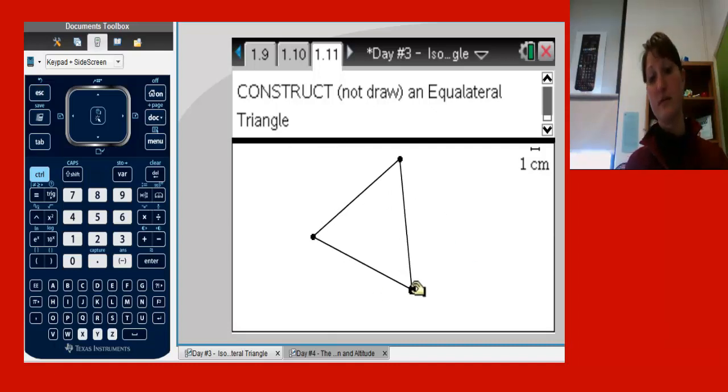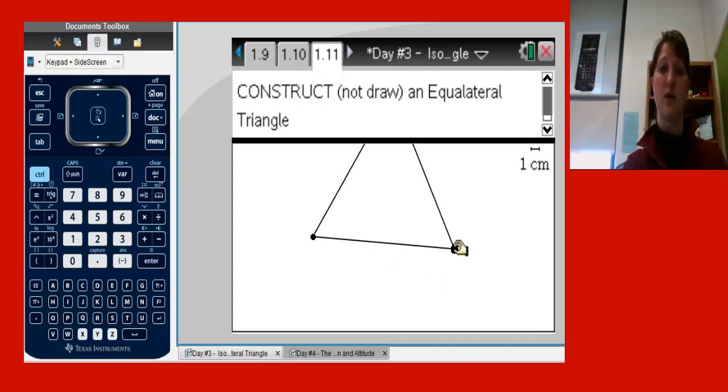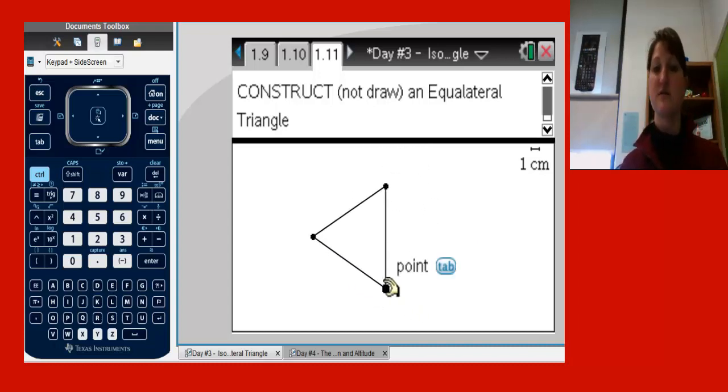If you grab a point and you move it around, it will always be equilateral. It doesn't fall apart. So that's it for day 3.